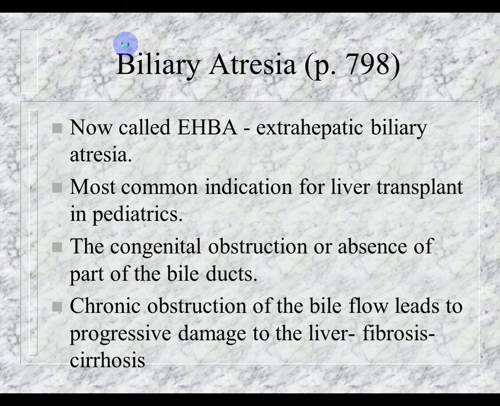Now, biliary atresia will be on the peds test on page 798, where that content starts. This is now called extrahepatic biliary atresia. It's the most common indication for liver transplant in pediatric patients. The congenital obstruction or absence of part of the bile ducts. Cause is unknown. But you have chronic obstruction of the bile flow leading to progressive damage to the liver, leading to fibrosis, and if you're not careful, cirrhosis.